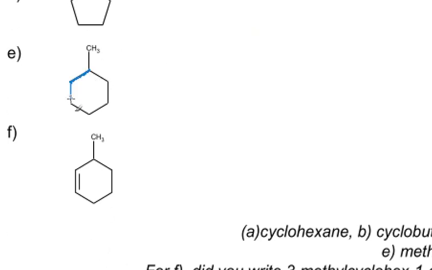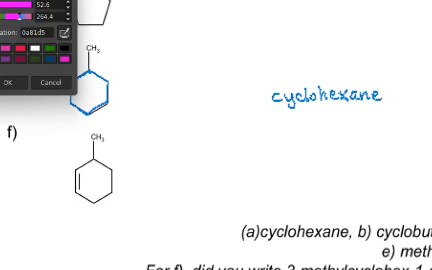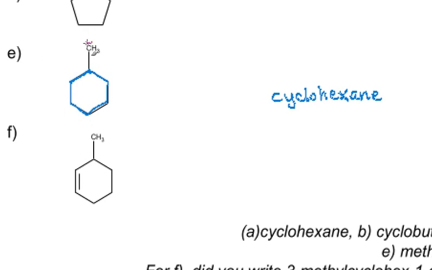Here, if this is our primary, the primary is cyclohexane. But now we also have a branch. The branch is a methyl group. So now this is methyl cyclohexane. And we should technically say where this branch is.